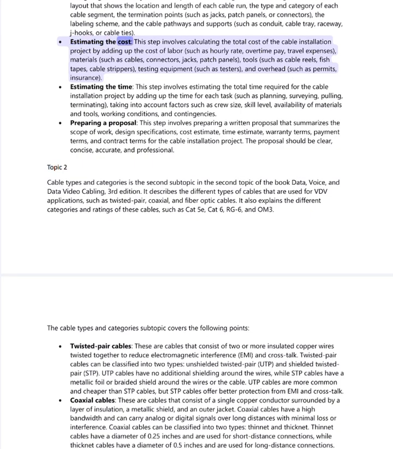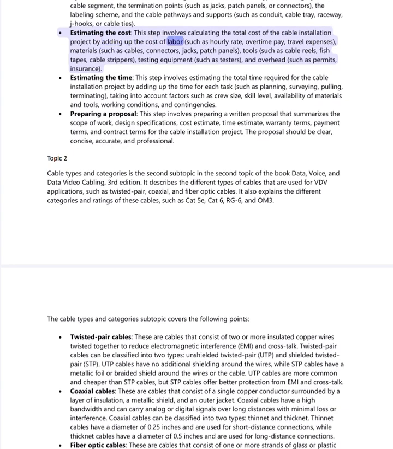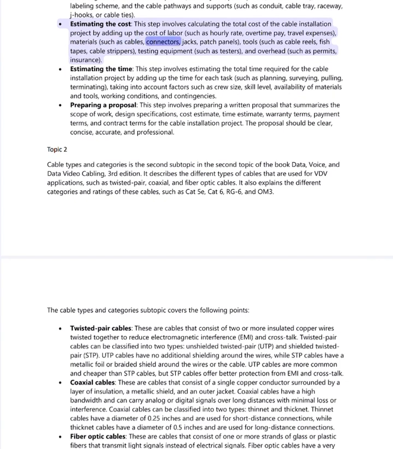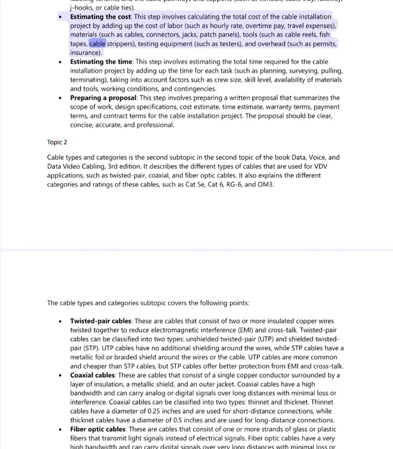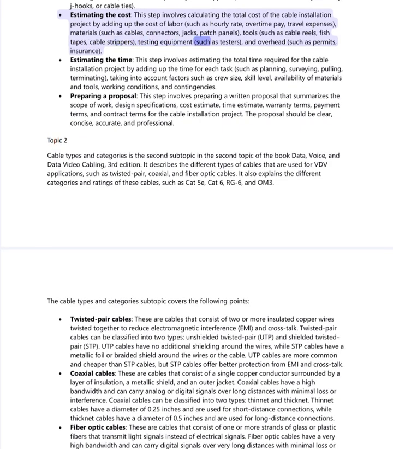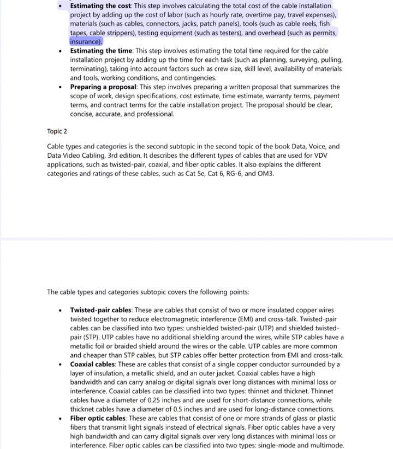Estimating the cost. This step involves calculating the total cost of the cable installation project by adding up the cost of labor, such as hourly rate, overtime pay, travel expenses, materials such as cables, connectors, jacks, patch panels, tools such as cable reels, fish tapes, cable strippers, testing equipment such as testers, and overhead such as permits, insurance.